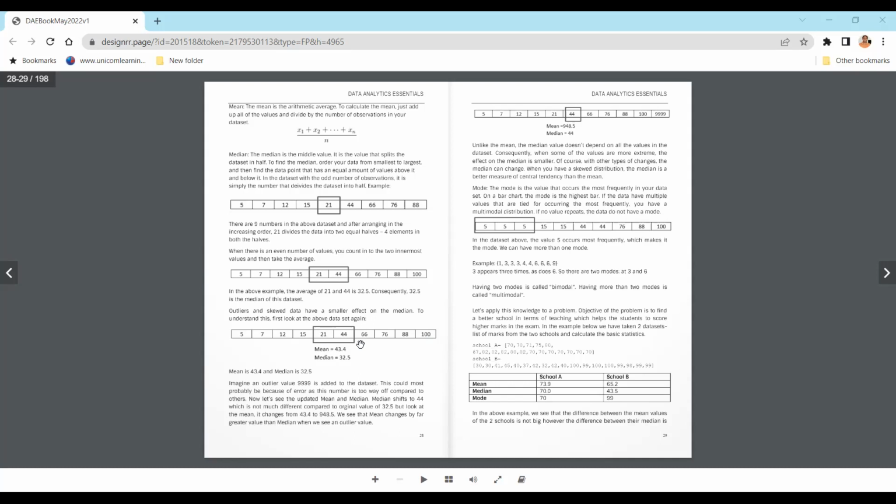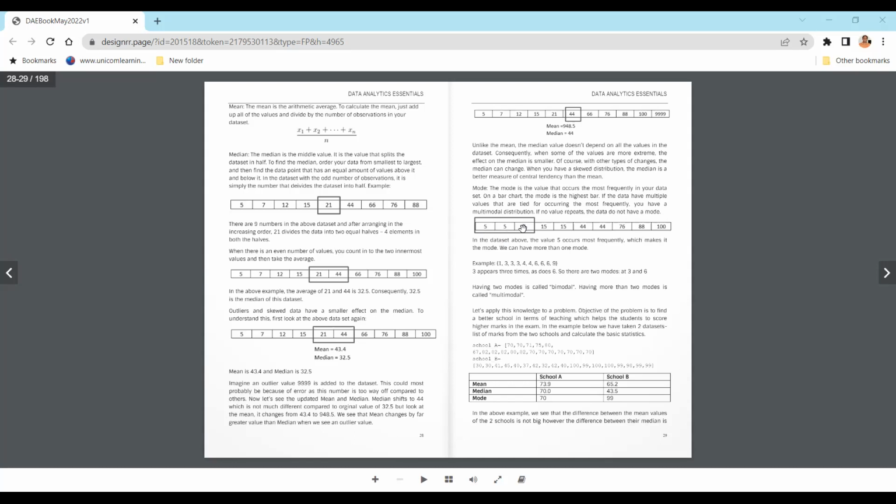Now, mode is the maximum occurring value. Okay. Repetition, which has the maximum repetition. So if you have discrete values, here is a discrete value data set, you see here in this data set, 5 is the mode, right?